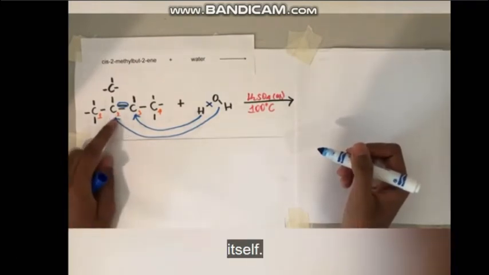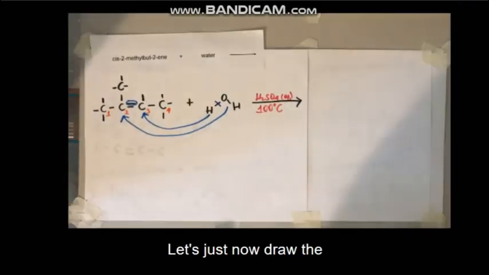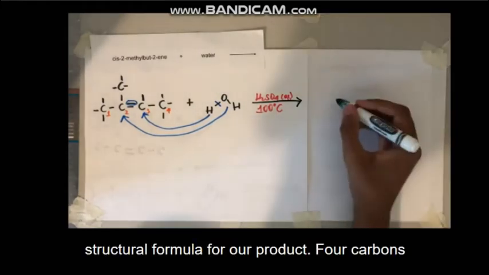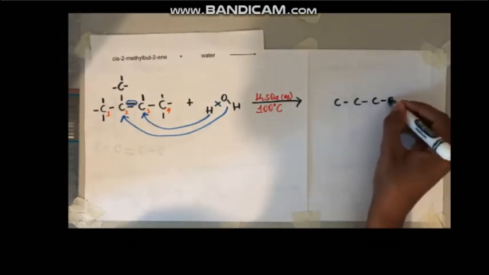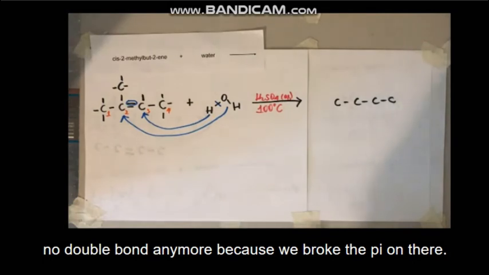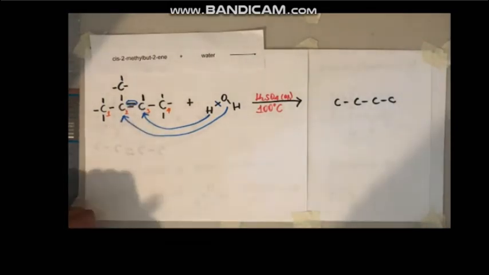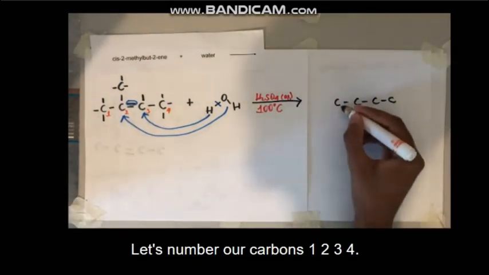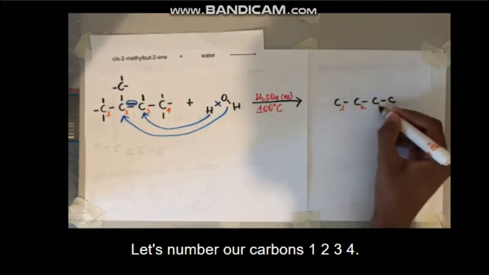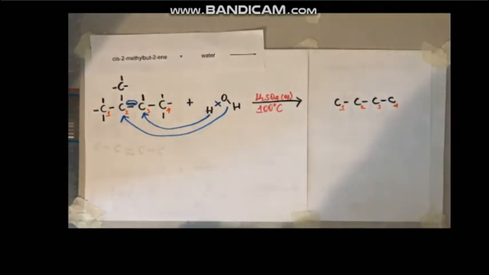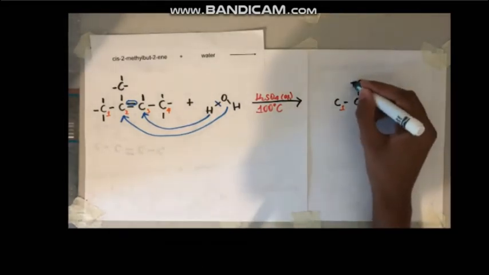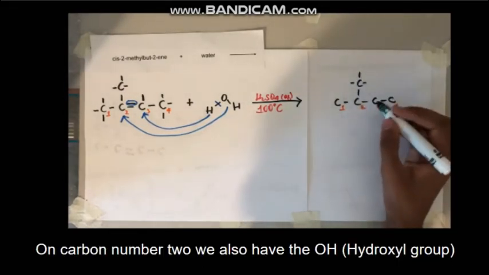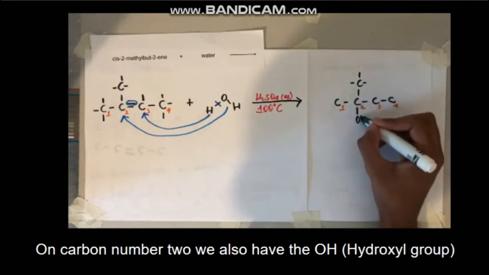Let's just now draw the structural formula for our product. 4 carbons, no double bond anymore because we broke the pi bond there. Let's number our carbons: 1, 2, 3, 4. On carbon number 2, we have the methyl branch. On carbon number 2, we also have the OH hydroxyl group.